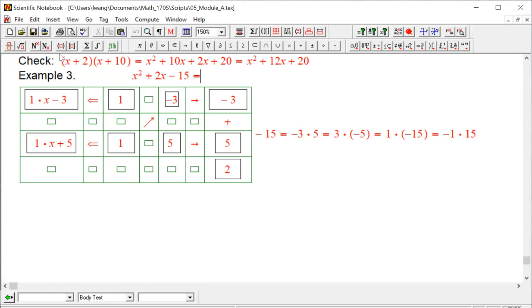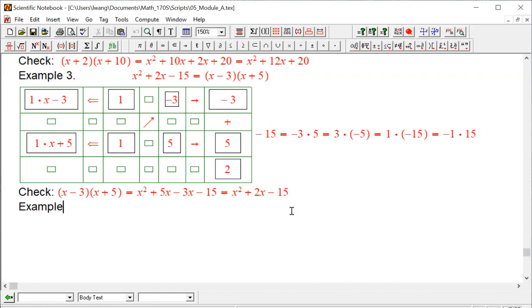So the factors we get here are x minus 3 times x plus 5. And once again, we can check our work and do the FOIL again. Okay, so we have x times x, that's going to be x squared plus 5x minus 3x minus 15 equals x squared plus 2x minus 15. Right? So let's look at a couple more examples.